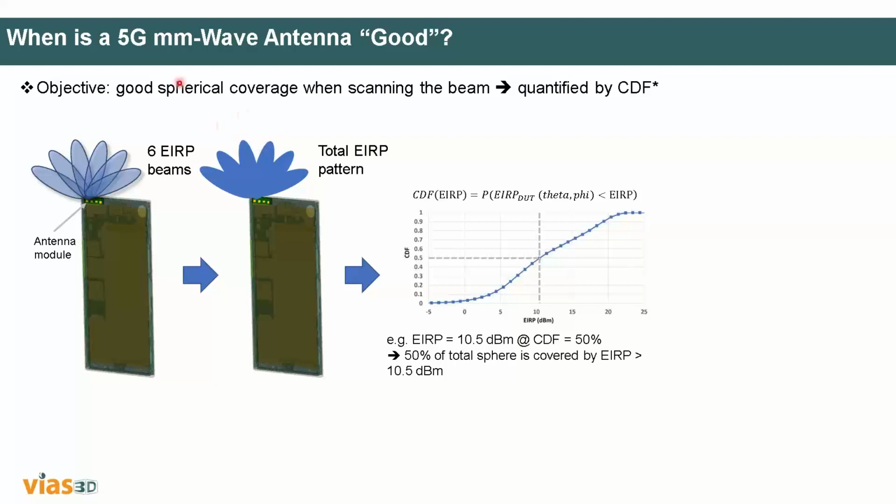So according to them, you need to have an EIRP of 10.5 dBm with the cumulative distribution function around 50%. So if you want to get to the 50%, you want to do the simulation, right? What you are seeing here is the envelope pattern. So from the envelope pattern, you need to get the cumulative distribution function EIRP, and that should be satisfied. Then only you can say that this one is working as a 5G antenna. So just designing the antenna may not make it 5G.